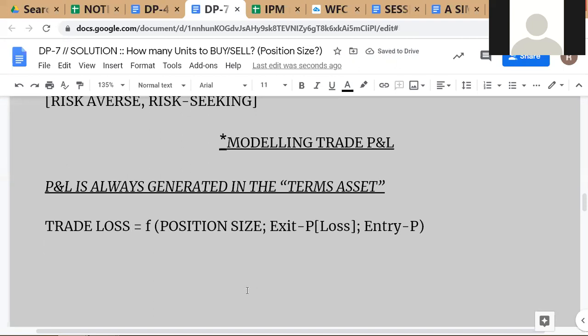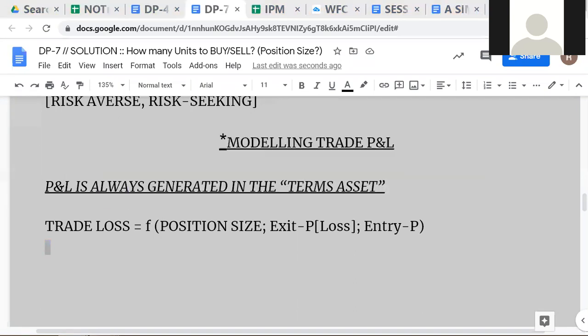So trade loss is a function of position size, a function of exit price on loss, and a function of entry price. This is the general form of the function. Then we specify the function, and what do we write?